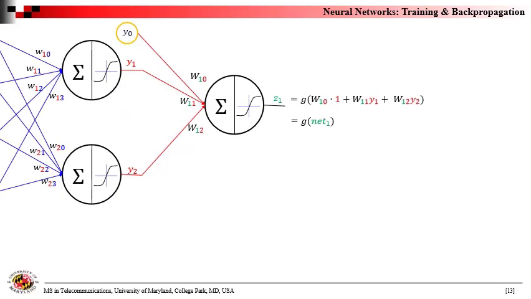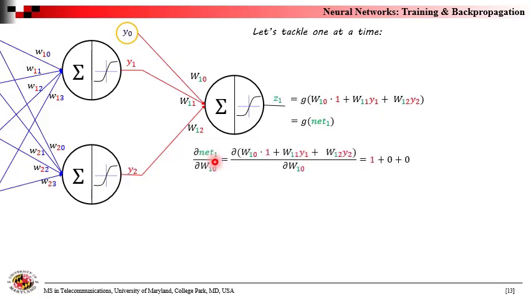Let's remind ourselves, what is net 1? Well, net 1 was equal to the weighted sum, the argument of the sigmoid function. So we're going to tackle one at a time. The derivative of net 1 with respect to W10 is equal to what? It's the derivative of this weighted sum with respect to W10.